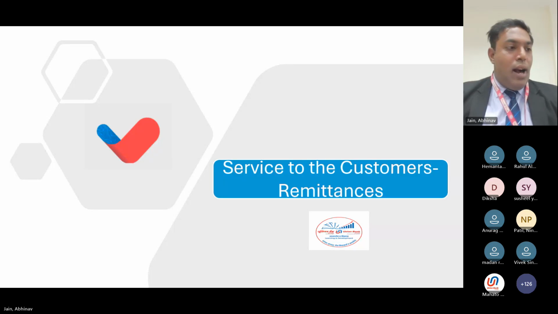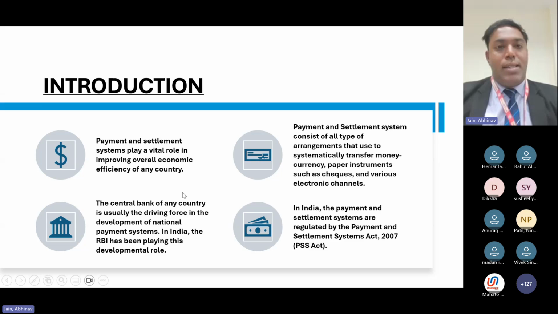Now, after the NI Act, we would be discussing service to the customers, or remittances. Here we have to understand first of all that the payment and settlement system plays a vital role in improving the overall economic condition of the country. Whether it is a paper instrument or check, or anything which is through an electronic channel, it all together comprises the payment and settlement system. RBI in India plays the pivotal role as the central bank in developing the payment and settlement system.